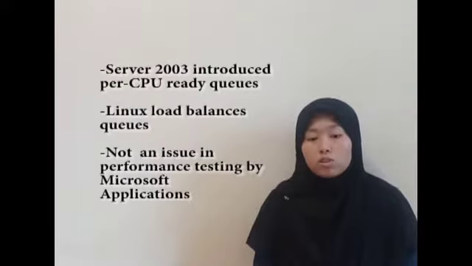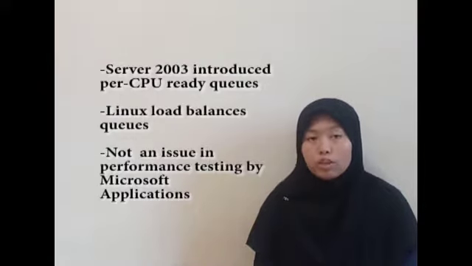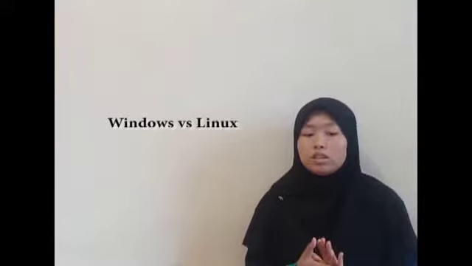While Windows NT has always had a scheduler based on pre-sorted thread priority queues, Server 2003 introduced per-CPU ready queues. Linux load-balances queues, Windows does not. Not seen as an issue in performance testing by Microsoft. Applications where it might be an issue are expected to use affinity. Okay, next I will show you the comparison between Windows and Linux.